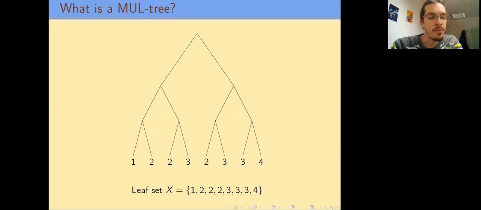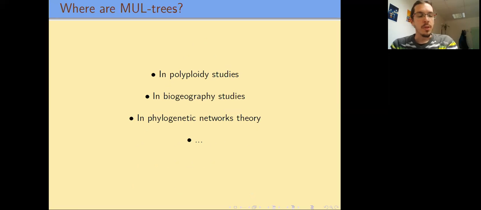But before going to the theory, before going to the mathematics of these structures, I wanted first to show you a few examples of where the MUL-trees arise in the literature, in phylogenetic studies. So I will today highlight 3 examples, namely polyploid studies, biogeography studies, and phylogenetic networks here. And there are other examples, of course.